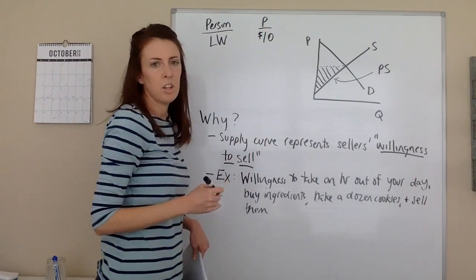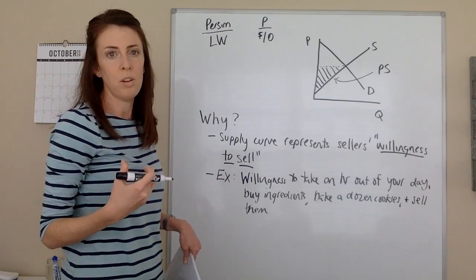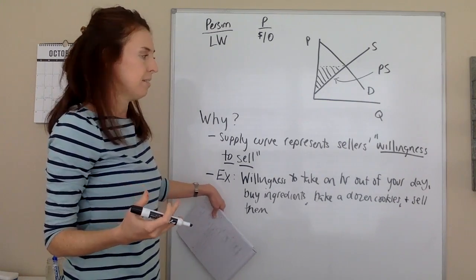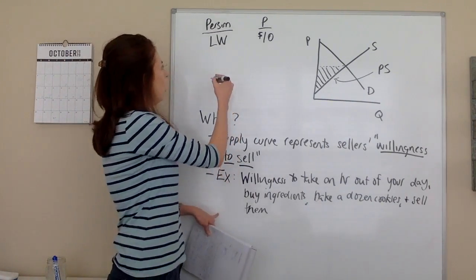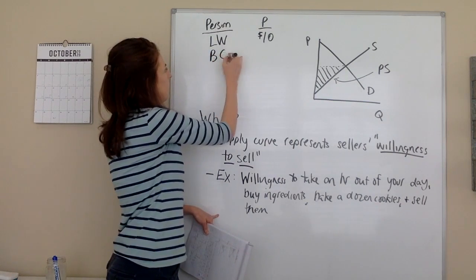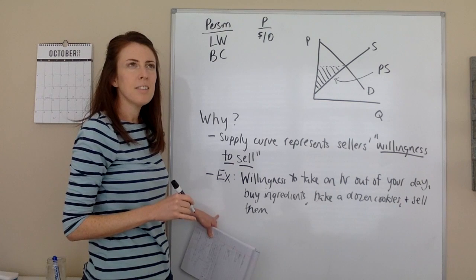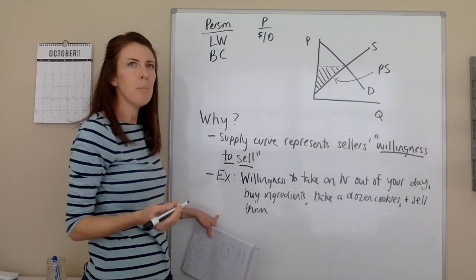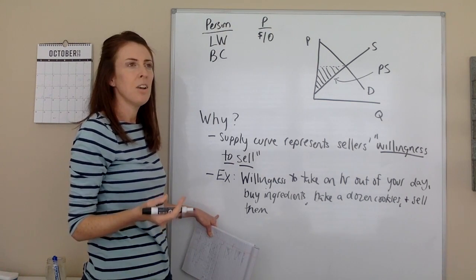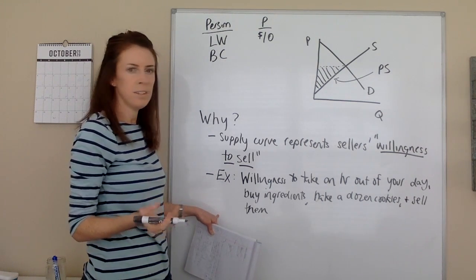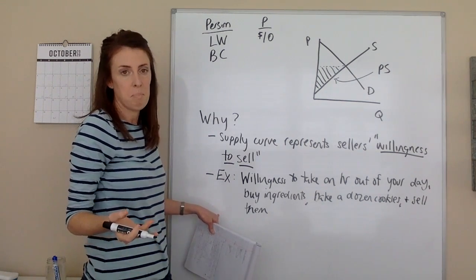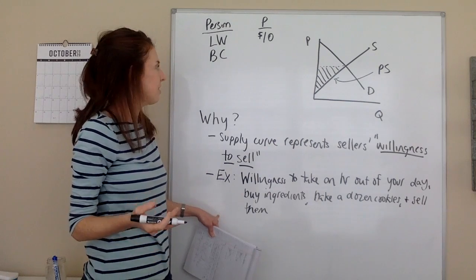Like, I would need to sell the cookies for $10 in order for it to be worth it for me to actually bake and sell the cookies. Okay, Bob Caslin, BC, is a little bit busier than I am. So let's just hypothetically think, how much would he need to get for a dozen cookies in order for him to be willing to take an hour out of his day to bake cookies and sell them?